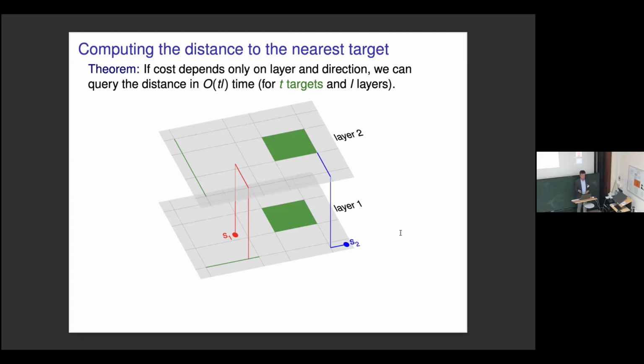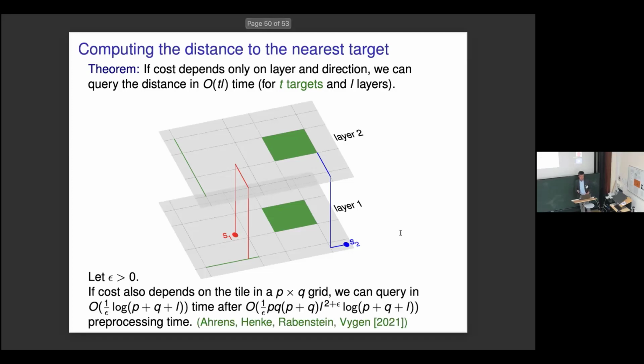And if the cost depends only on the layer and the direction, then we can do that in O of L time for every target, where L is the number of layers. L squared is easy, but you can actually do it in linear time. And if the cost depends also on the tiles, which is very useful and allows you to model many things I will not have time to get into, then you should do some pre-processing.